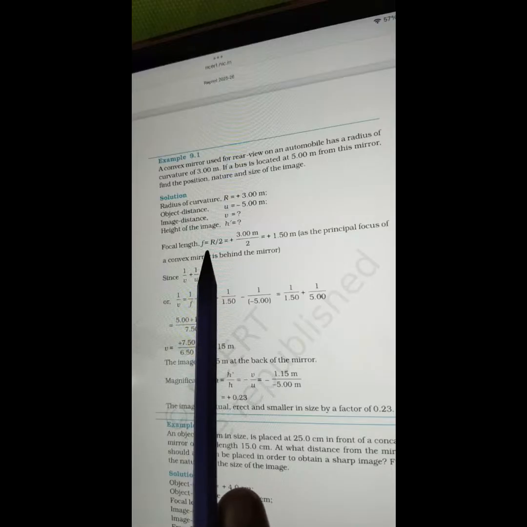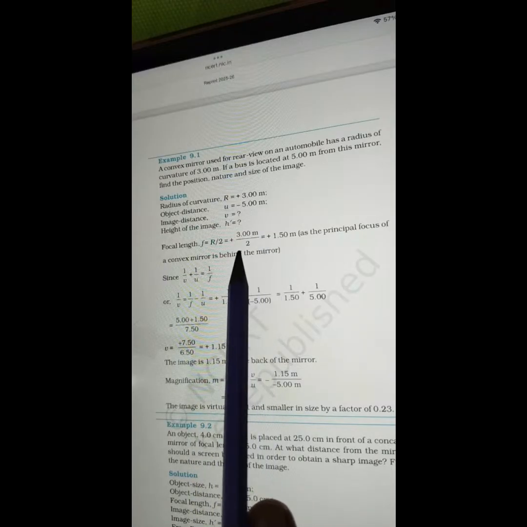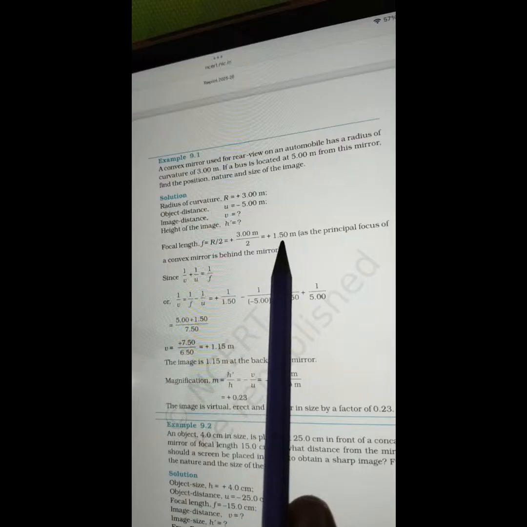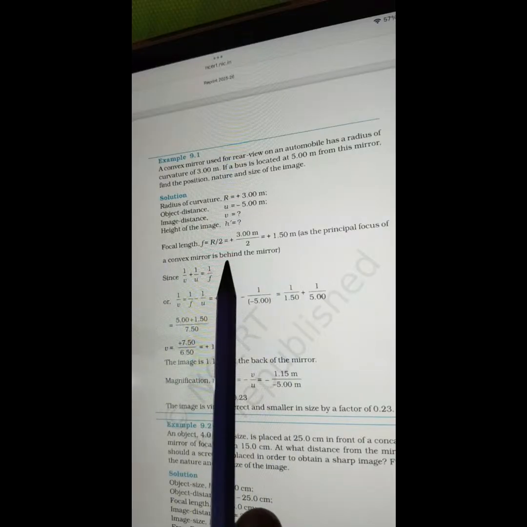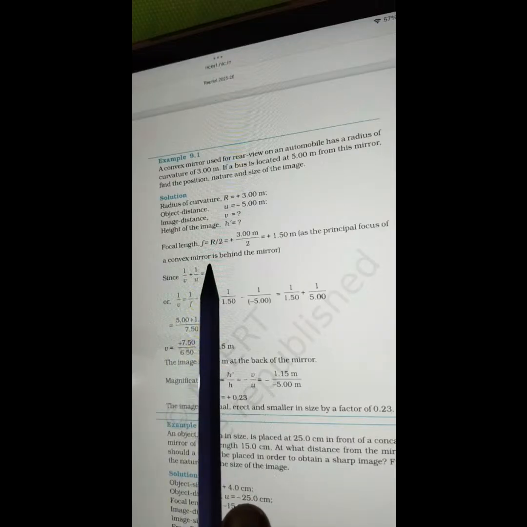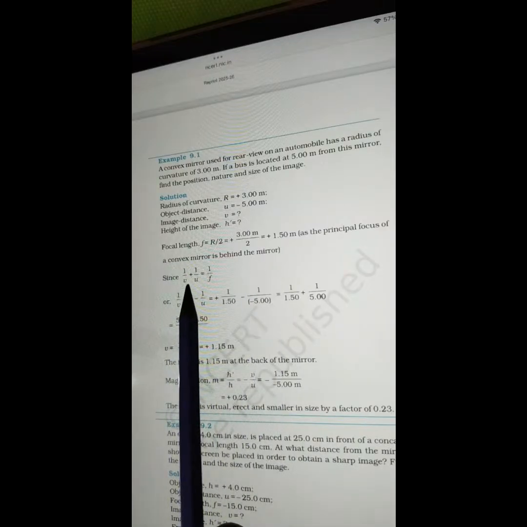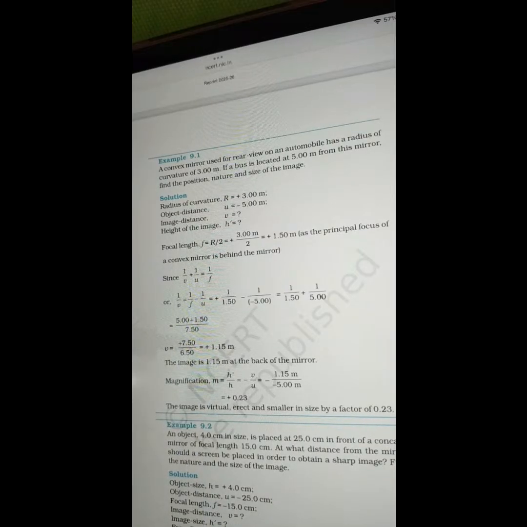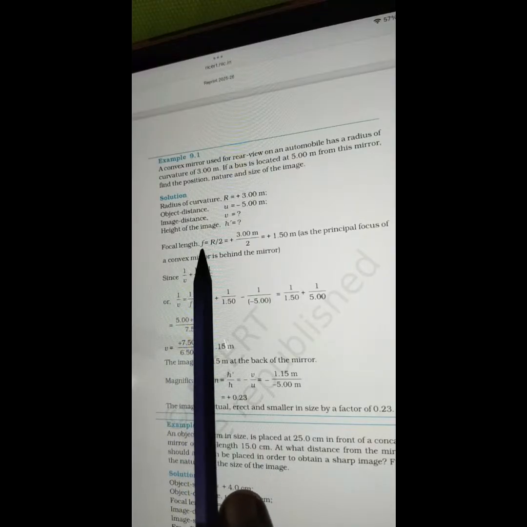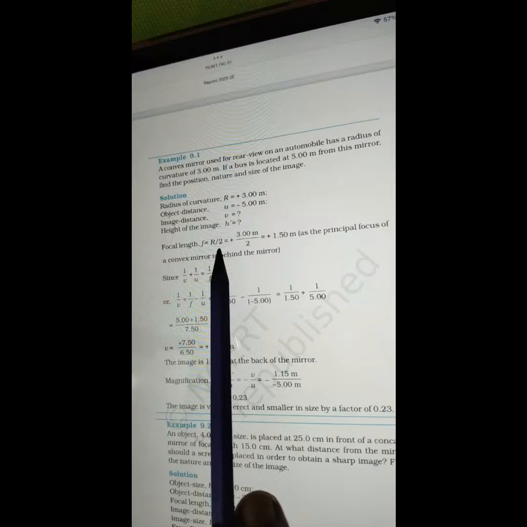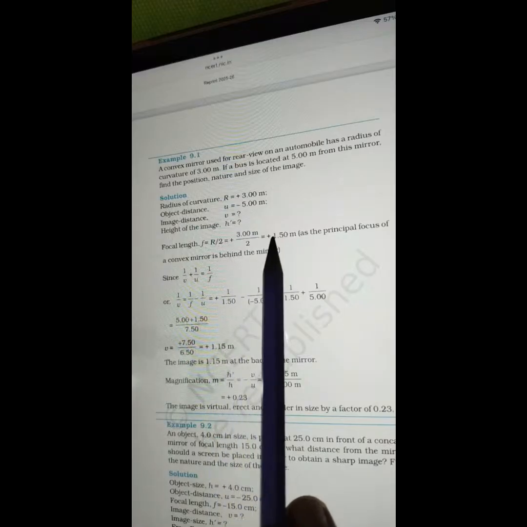Focal length f is equal to R by 2. So after calculation, you will get the value of plus 1.5 meter. It is a convex mirror, so the principal focus of a convex mirror is behind the mirror. We know this formula: focal length f is equal to R by 2. So this way you will be calculating.